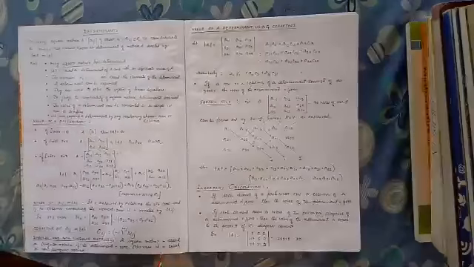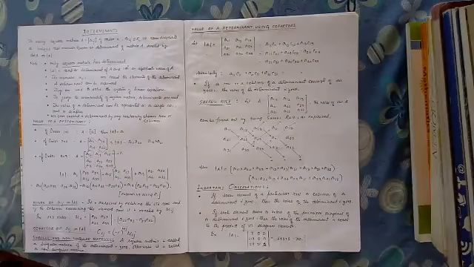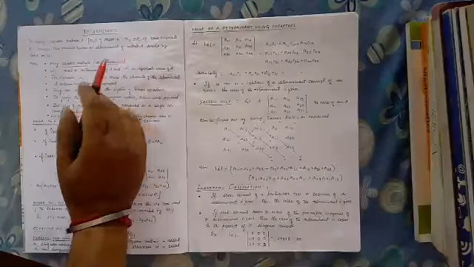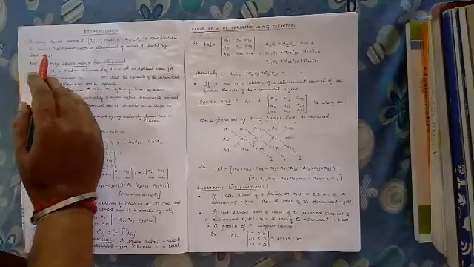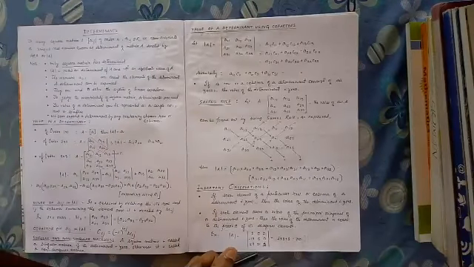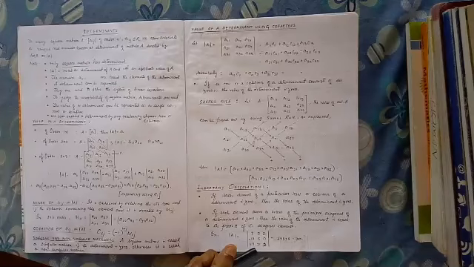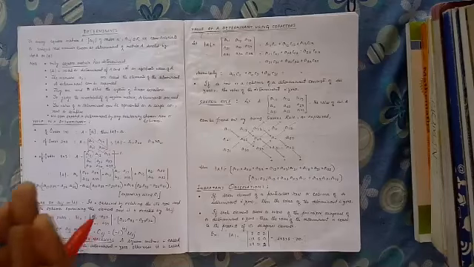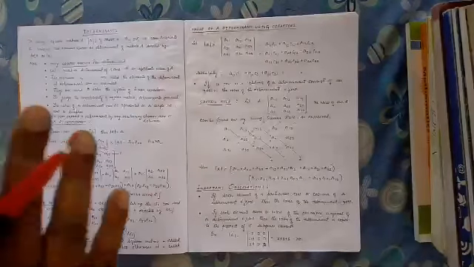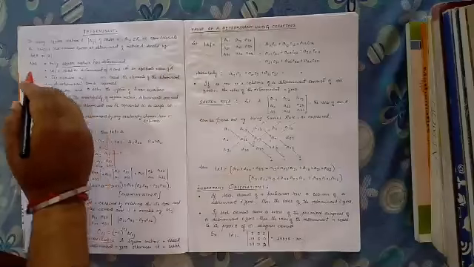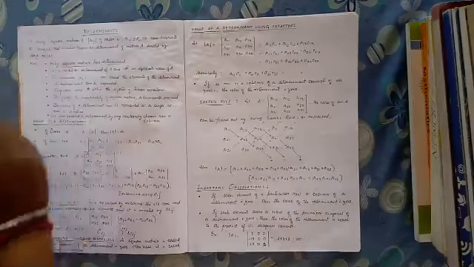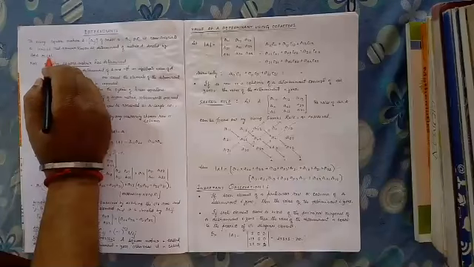Now what is the determinant? Every square matrix is associated with a unique real number, which is known as the determinant of the matrix A. The determinant is of a matrix, and it is denoted by det A, or within vertical brackets, |A|.